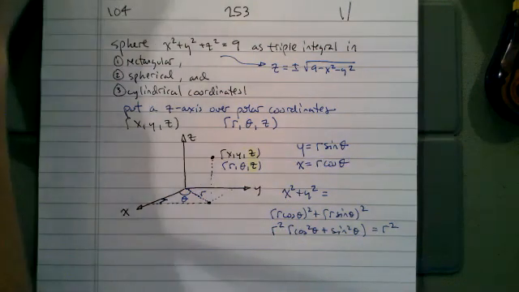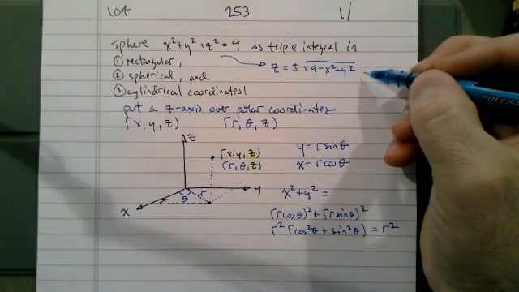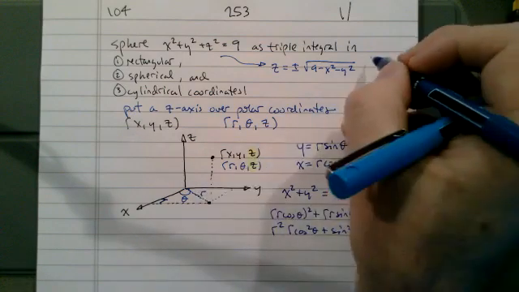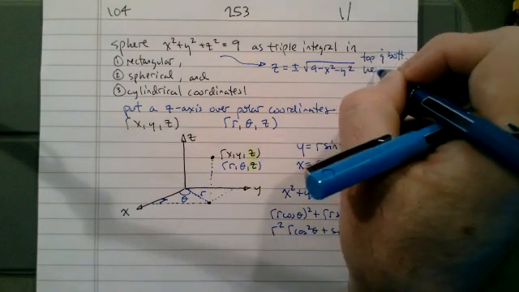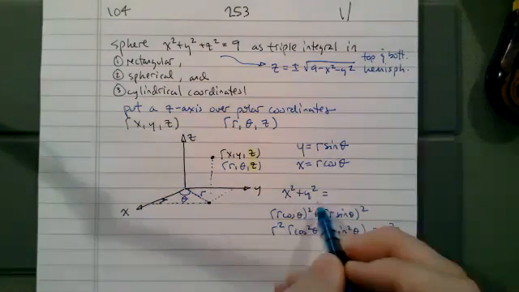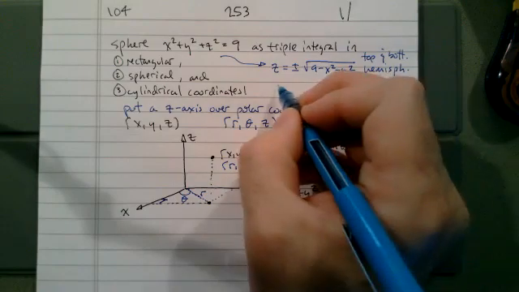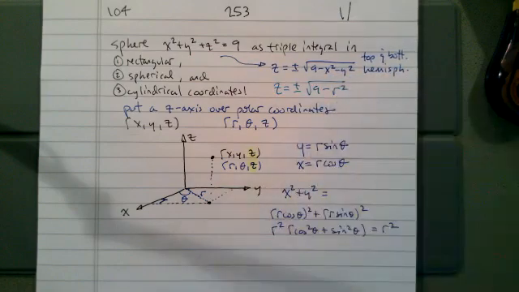So what that means is that we can take this and install it back up in our top and bottom half of the sphere. This is the top and bottom hemispheres when we solve for z. If I just take the x squared plus y squared and replace it with r squared, I can write z as plus or minus the square root of 9 minus r squared. So here's how we describe the top and bottom hemispheres in cylindrical coordinates. Any questions?